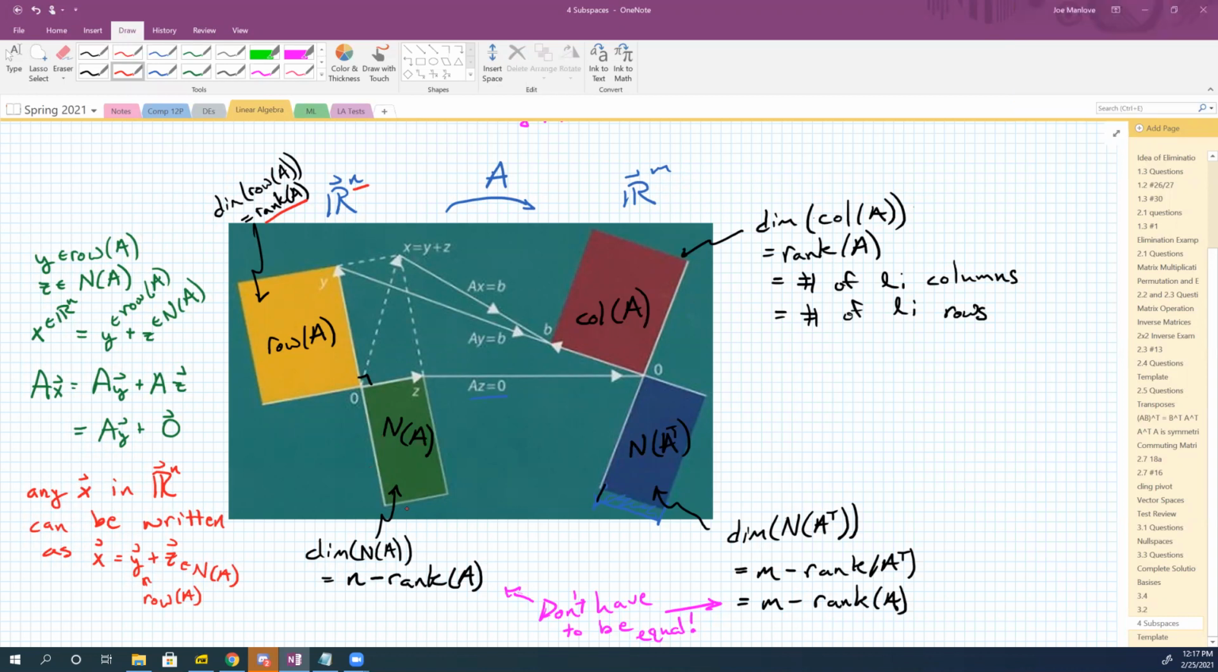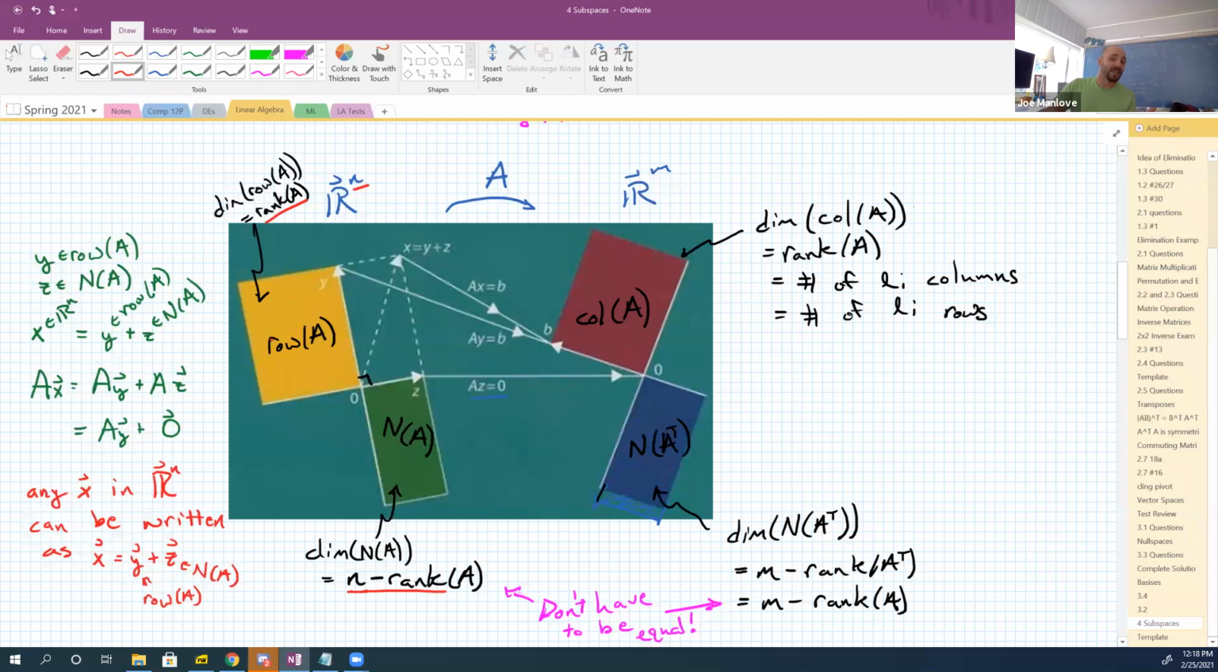N minus the rank. Cool. So at the very least, I can give you a size-wise, like size-wise, this makes sense, right? There's rank A things in the yellow. There's n minus rank A things in the green. Together, that makes n. Okay, this might be enough.